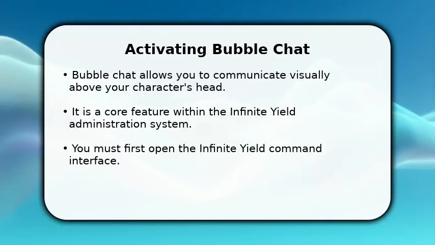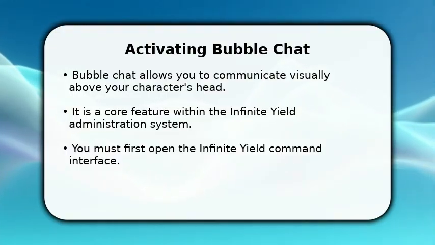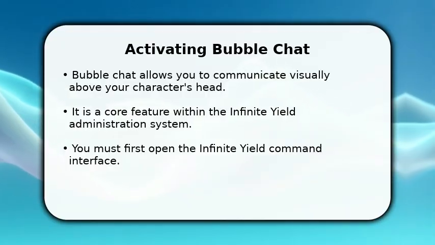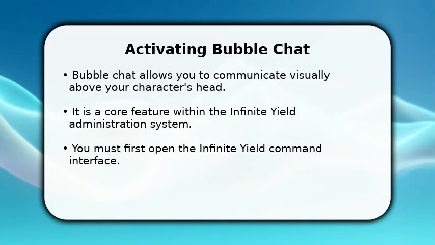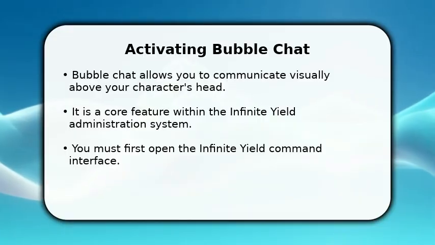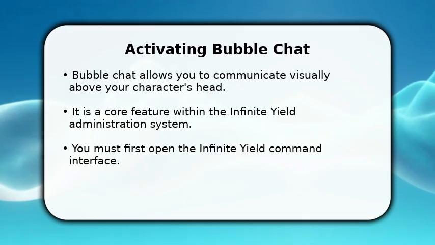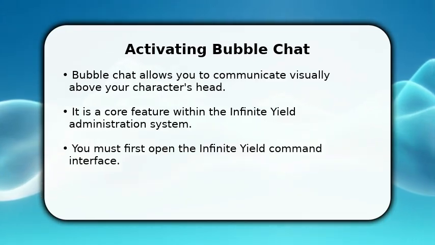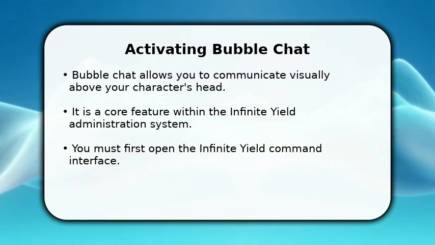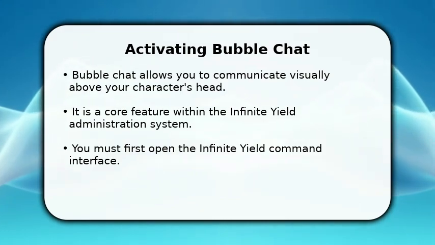In this video, I will explain how to use Bubble Chat in Infinite Yield. To begin, you will need to open the Infinite Yield command bar, typically by pressing a designated key like the backtick or semicolon. Once open, type the command Bubble Chat on and press Enter. This action activates the Bubble Chat feature, allowing your messages to appear as floating text above your avatar for all nearby players to see. It is a straightforward process taking only a few seconds.